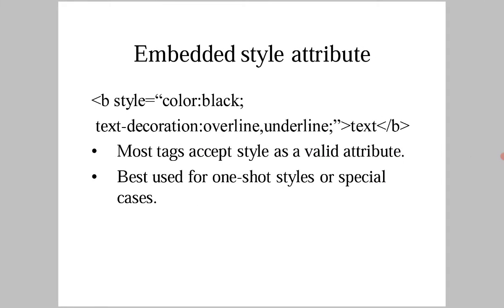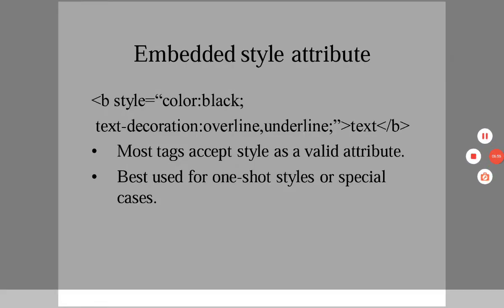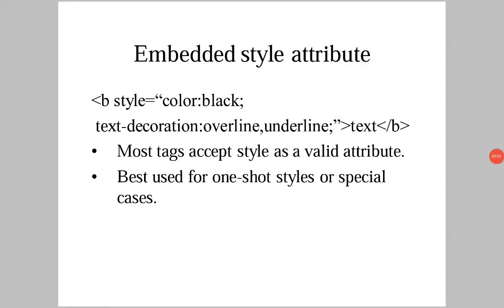The second category of style sheets is embedded style attributes. The syntax is B, for bold, space, style equals, within quotes, color colon black. So this is another method of using style sheets in the HTML code, directly within the HTML tags only. This is the embedded style sheet. Most tags accept style as a valid attribute, best used for one-shot styles or special cases.